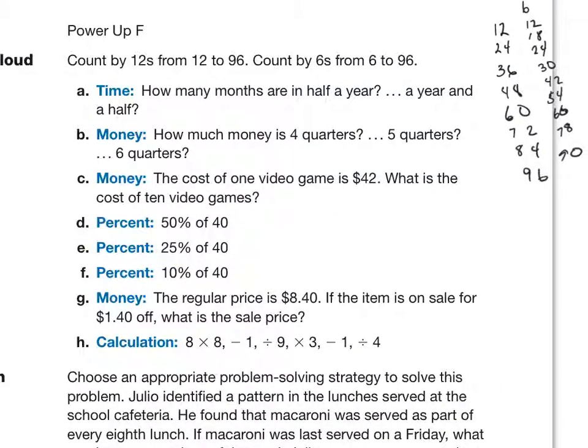Cool. How many months are in half a year? A year and a half? Half a year is 6, a year and a half, that's 18. So we're counting by 6s here. That's what this is helping us with.